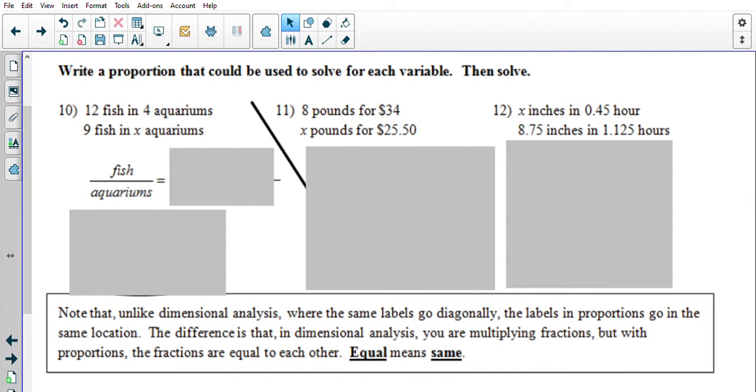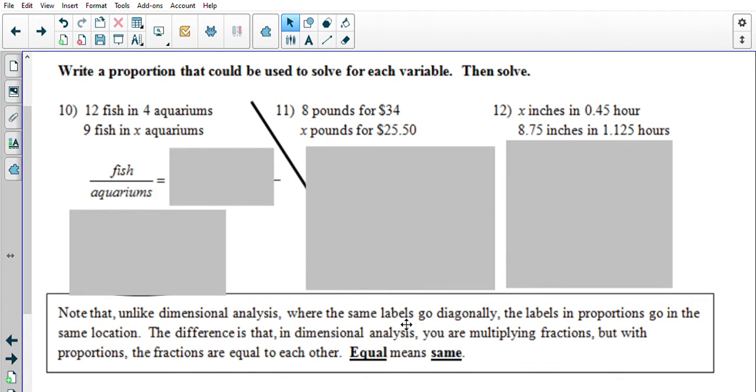I want to talk about this box down below, though, where it says that unlike dimensional analysis, where the same labels go diagonally, the labels in proportions go in the same location. The difference is that in dimensional analysis, which we saw previously this unit, you're multiplying fractions, and that's why we want our same units to be diagonal, whereas with proportions, we're setting two fractions equal to each other. So equal means same, so our same labels go in the same positions.